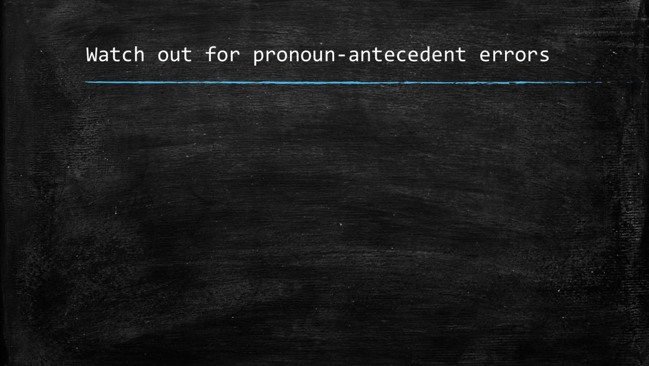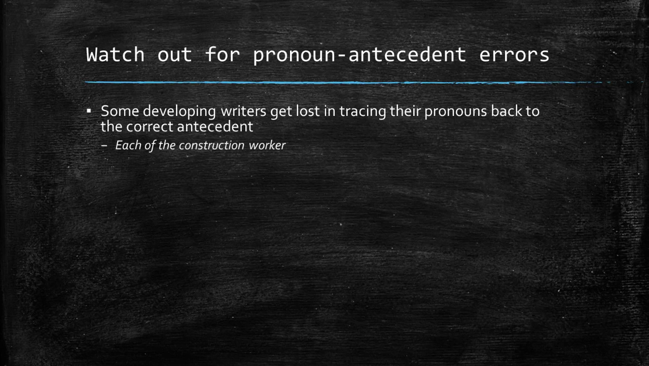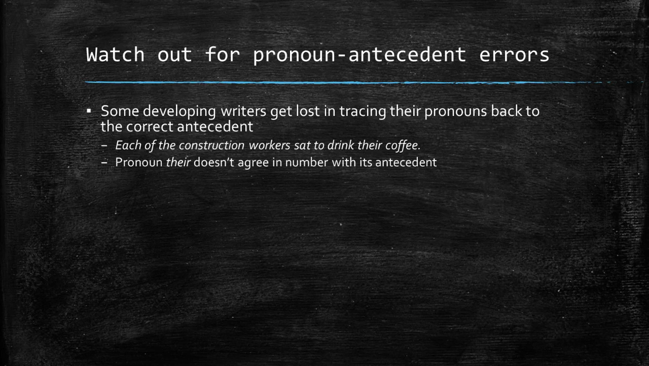First of all, watch out for pronoun antecedent errors. Some developing writers actually get lost in tracing their pronouns back to the correct antecedent, and therefore use the wrong pronoun, as in this sentence. Each of the construction workers sat to drink their coffee. This may sound okay unless you know the rule. The pronoun their doesn't actually agree in number with its antecedent. Each is the antecedent, and each is singular, while their is plural.